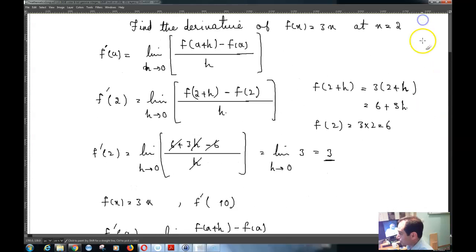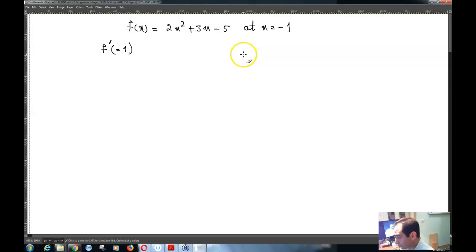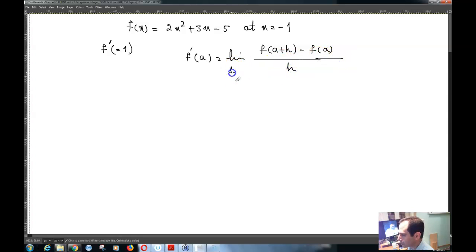Okay, so the next example that we have is example number 6, where we want to find the derivative of the function. We have a function over here, f of x is equal to 2x squared plus 3x minus 5. We want to find the derivative of this function at x is equal to -1. You want to find f prime of -1. So we said that f prime of a is equal to the limit of f of a plus h minus f of a over h as h tends to 0.